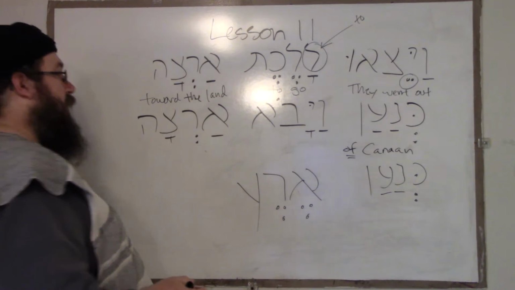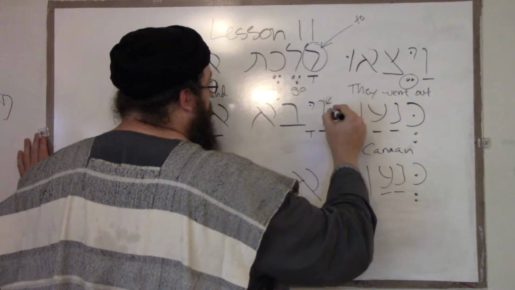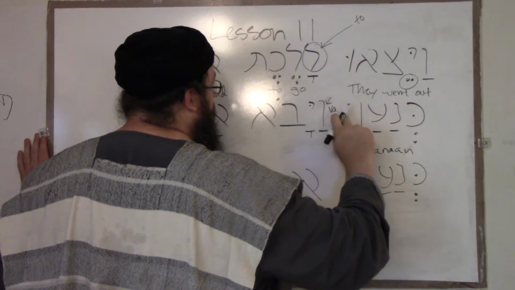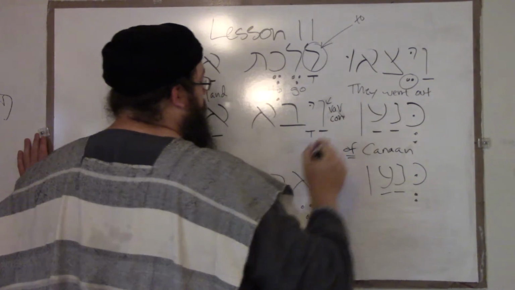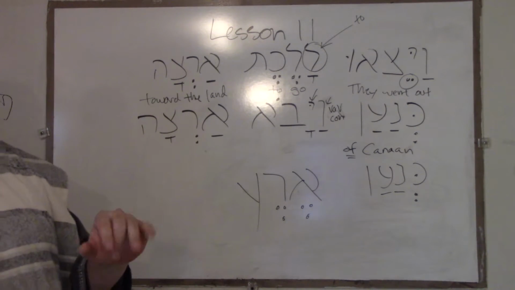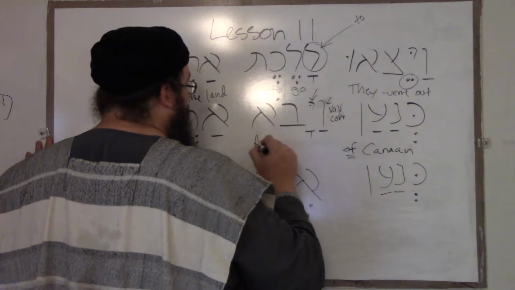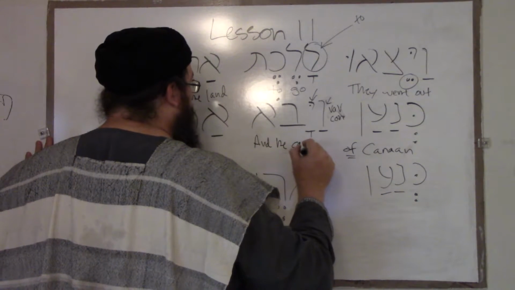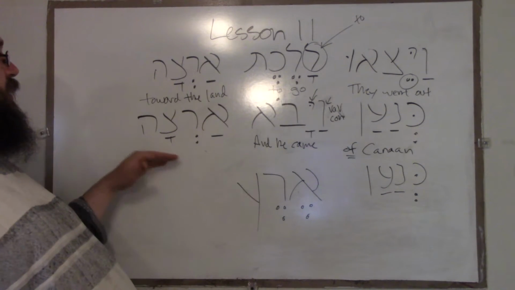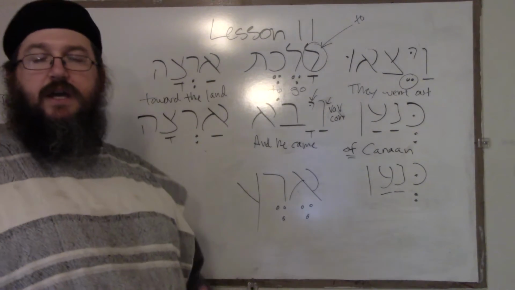Now we have Vayivo. We learned that in last lesson. We have here the Vav conversive. So we know that this is the Vav conversive. We know that this is the pronoun. And we know that bo is the root, because that's what you used in last lesson. So, and he came. And he came where?